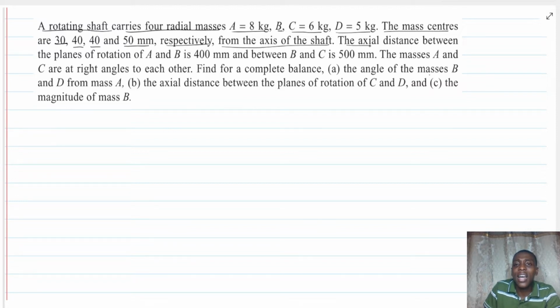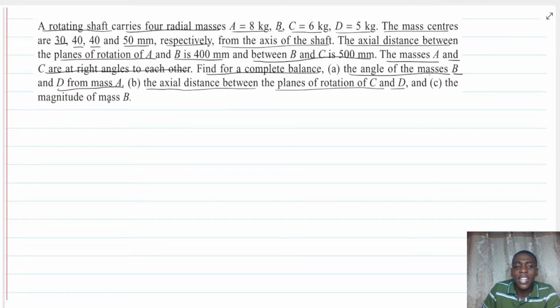Now we are saying that the axial distance between the planes of rotation of A and B is 400 mm, and that between B and C is 500 mm. Now the masses A and C are at right angles to each other. So find for a complete balance the angle of the masses B and D from A. That is the first part of the problem. The second part is the axial distance between the planes of rotation of C and D, and finally the magnitude of mass B. Alright, so that is the problem for us.